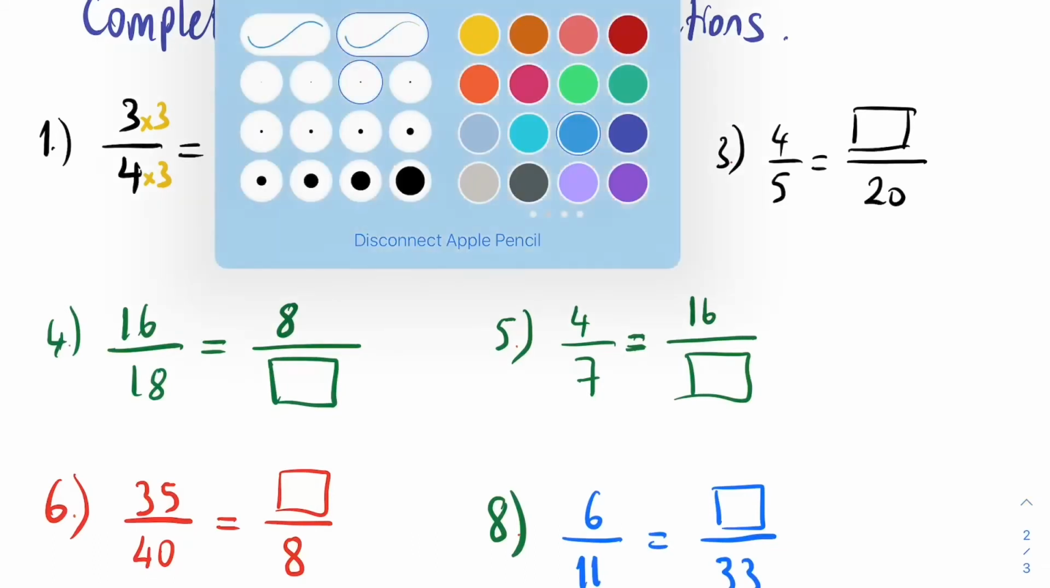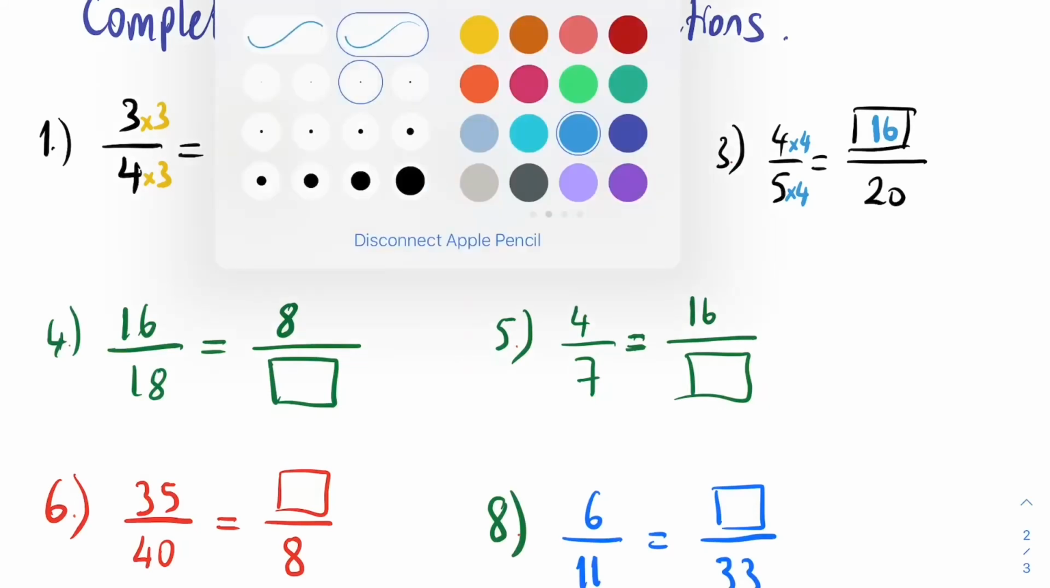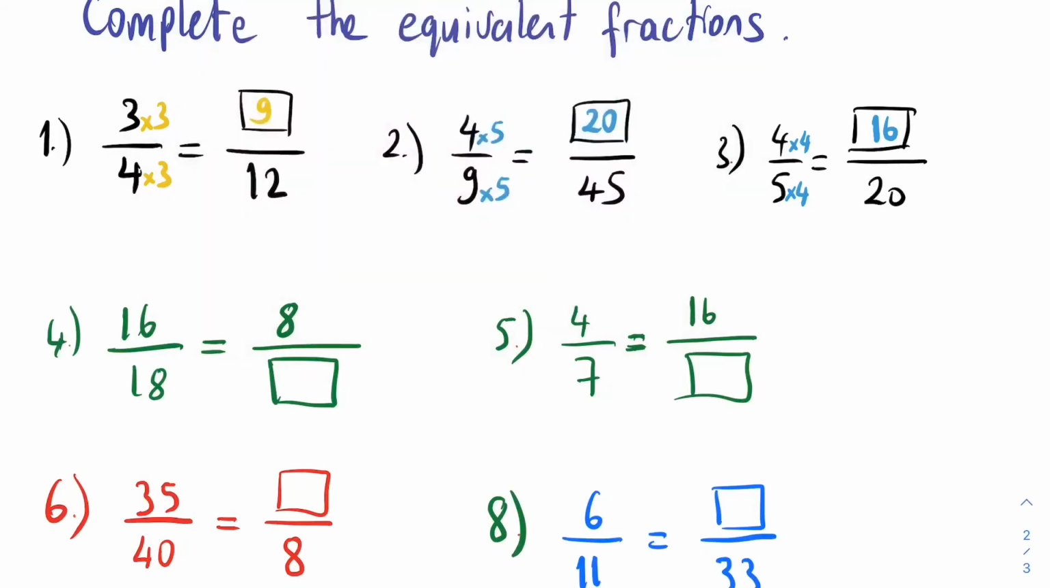Question 2. Look at denominators. 9 times what is 45? 9 times 5 is 45. 4 times 5 is 20. Question 3, we have 4 over 5. 5 times what is 20? 5 times 4. Then let's multiply 4 by 4. It is 16. Question 4, we have 16 over 18.